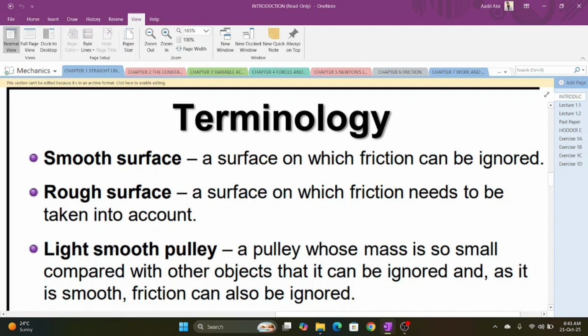So when a question tells you that an object has been tied to a string, and that string goes over a light smooth pulley, it can ask you what assumptions we can make for this particular model. There you can say that since the words light and smooth are used to refer to the pulley, the mass of the pulley is small, and it is also so smooth that there is no friction involved. We can ignore the friction.